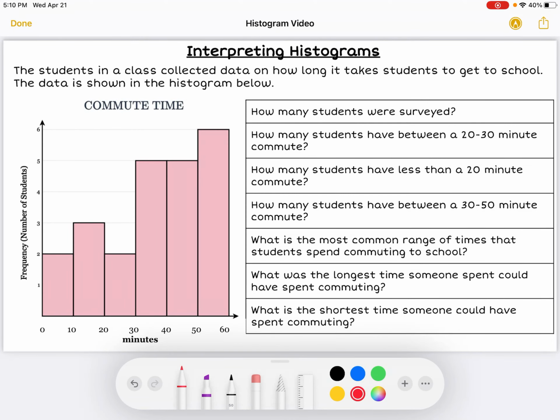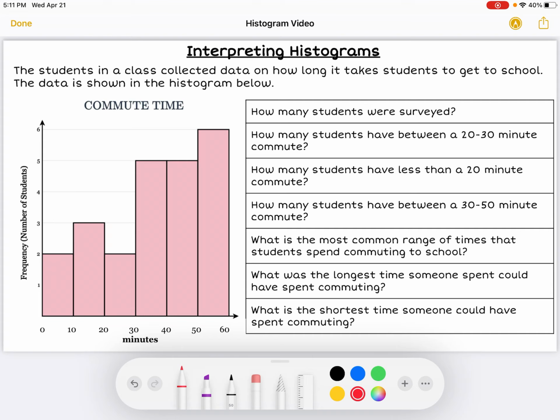Hi everyone, in this video I'm going to show you how we can interpret data from histograms. In this histogram, the students in a class collected data on how long it takes students to get to school. The data is shown in the histogram below. The way histograms work is we have numbers along the horizontal axis at the bottom and numbers along the vertical axis on the left, going up and down. I'll talk a little first about what those mean.